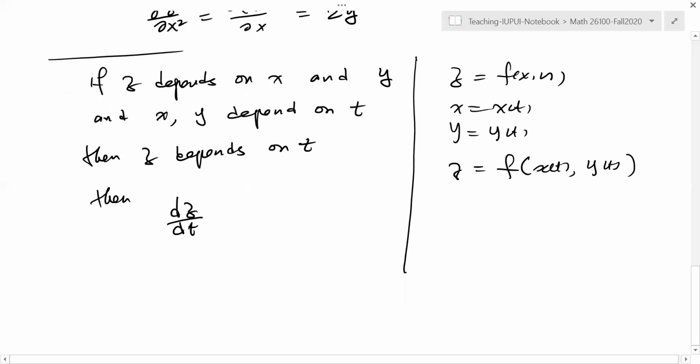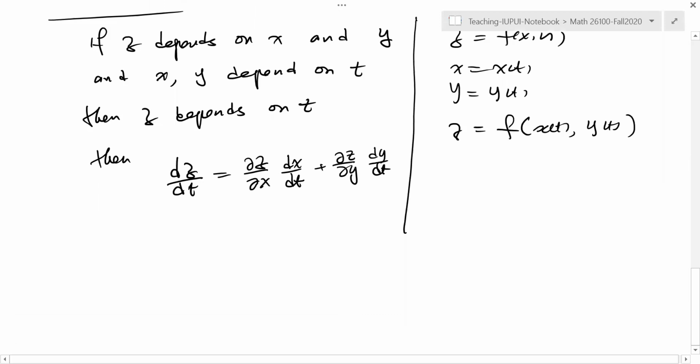So the chain rule says that it is going to be the partial derivative of z with respect to x, times the derivative of x with respect to t, because x depends on t only, so I use d instead of partial. Then don't forget the partial derivative of z with respect to y, times dy/dt. So this is the chain rule, and there's a two. It's different from the chain we learned before, where you have only one middleman.